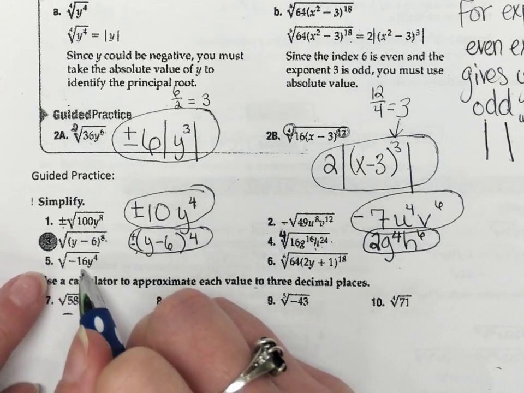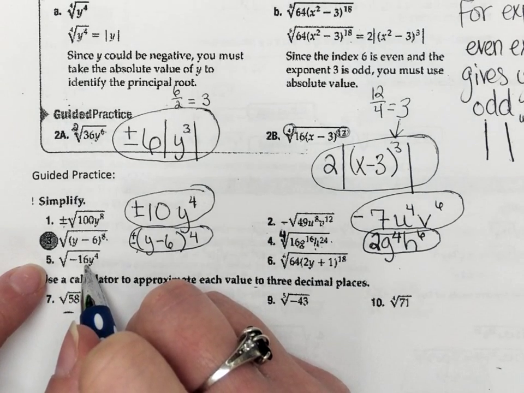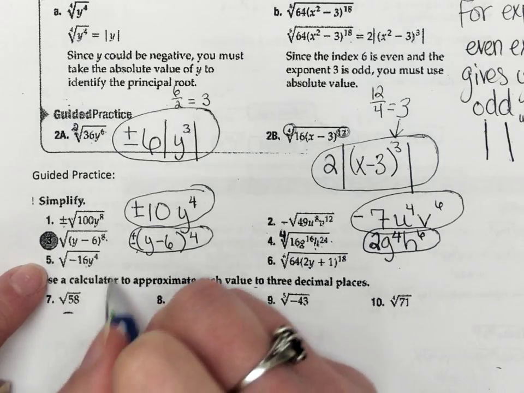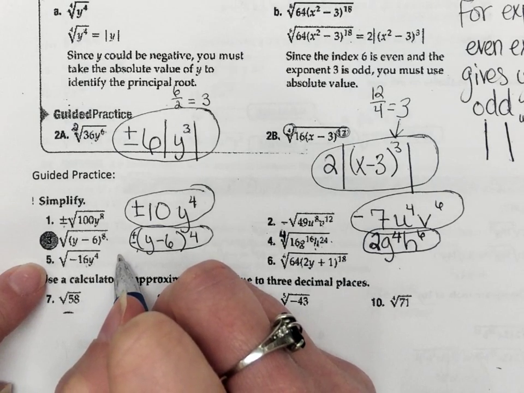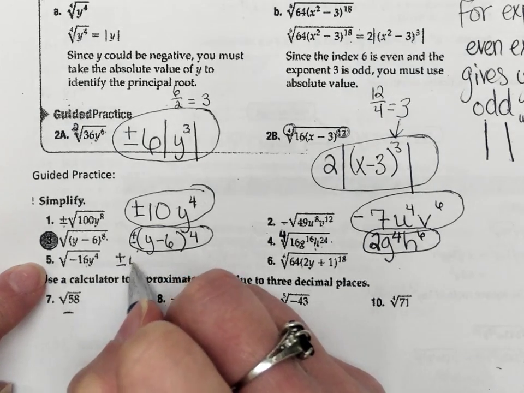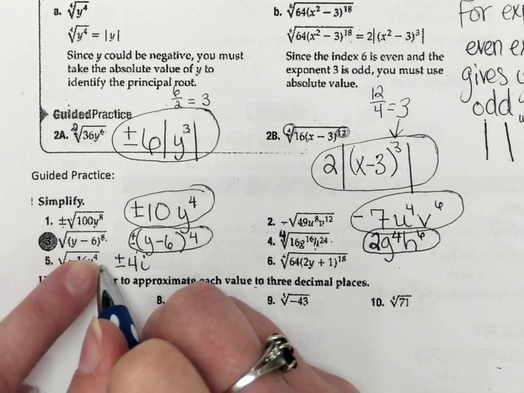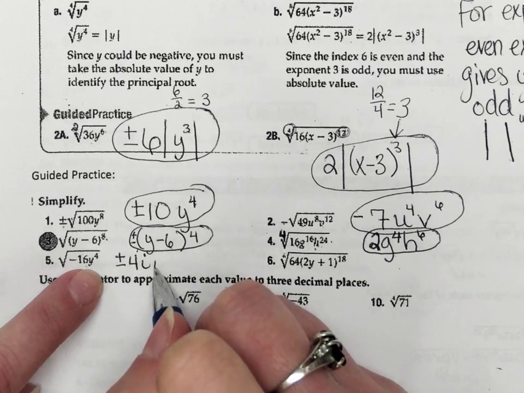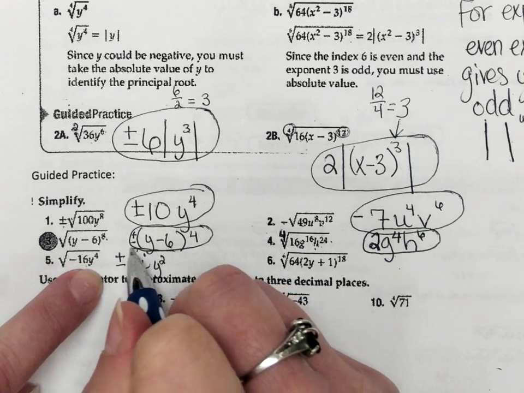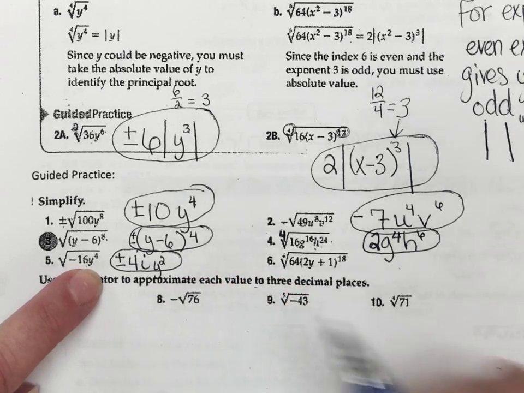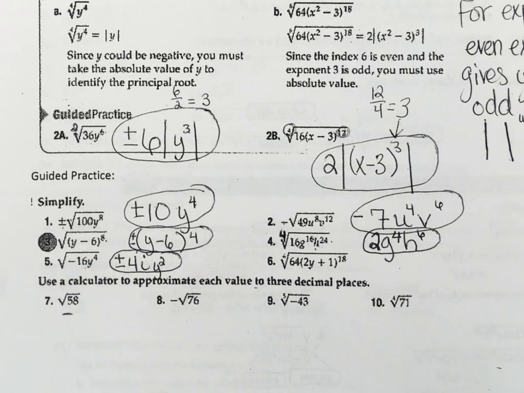Ooh, what about number 5? What's the square root of -16? Close? Plus and minus 4i. Perfect. Perfect, perfect. All right, and then what's the square root of y to the 4th? And 2 is even, so I don't have to worry about absolute values. 2 is even. All right.